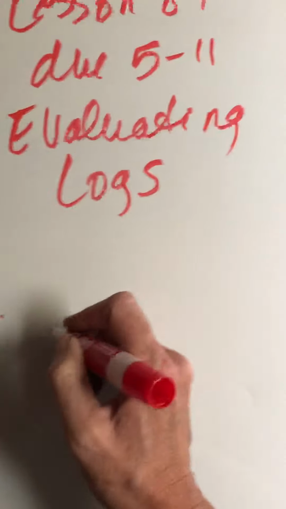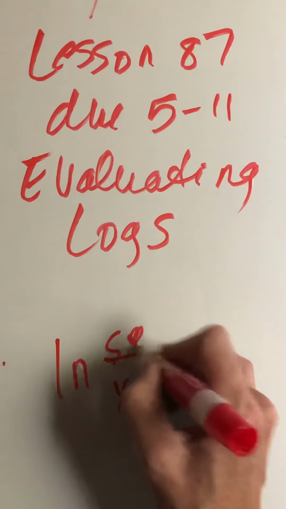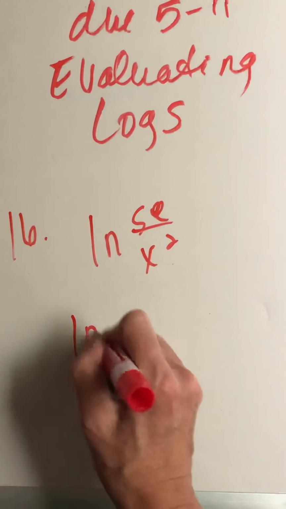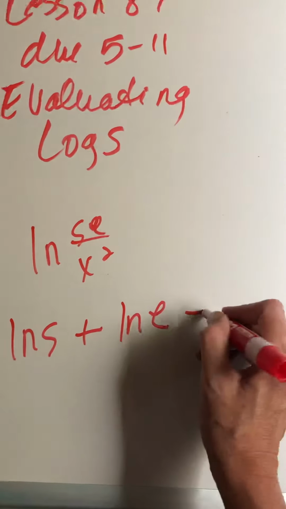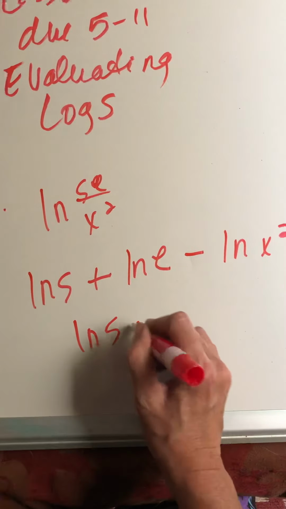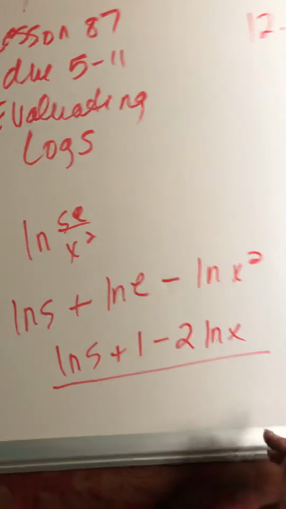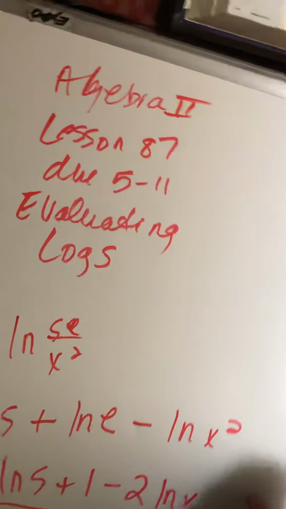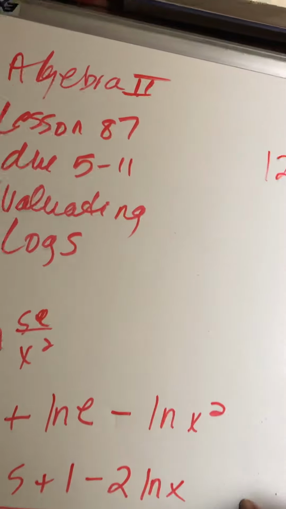Number 16. Oh, yes, number 16. I want to show you this stuff again. Number 16, although I did on the notes. You want to rewrite this correctly. So natural log of 5 plus natural log of E minus natural log of x squared. So natural log of 5 plus 1 minus 2 natural log of x. That's the way it should be rewritten on number 16. And I wanted to show you all that because some of you are missing that. So I wanted to show you that.